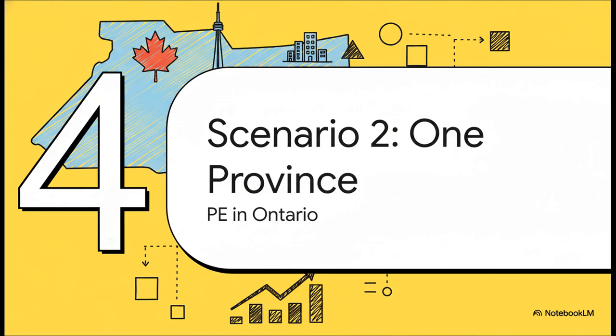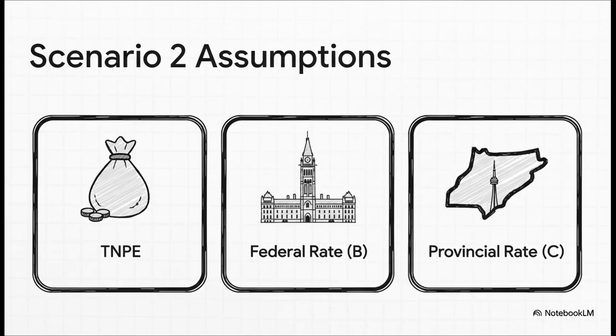For example, let's say that province is Ontario. Okay, some of our assumptions are staying the same. We still have $1 million in TNPE, and our federal rate is still 15%. The big change, the key difference here, is variable C. Since all the business is in Ontario, we don't use that 10% default rate anymore. Instead, we use Ontario's actual general corporate income tax rate, which is 11.5%.